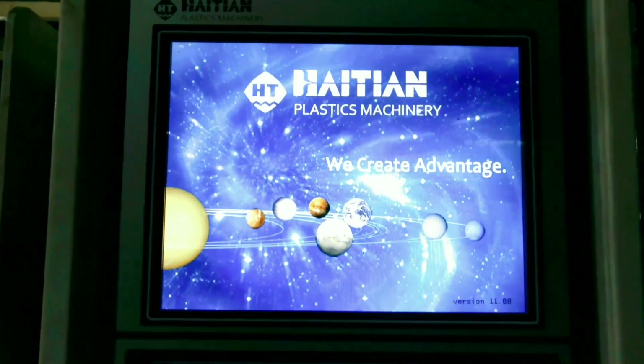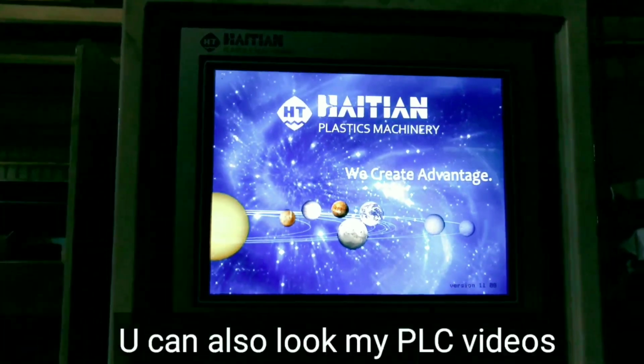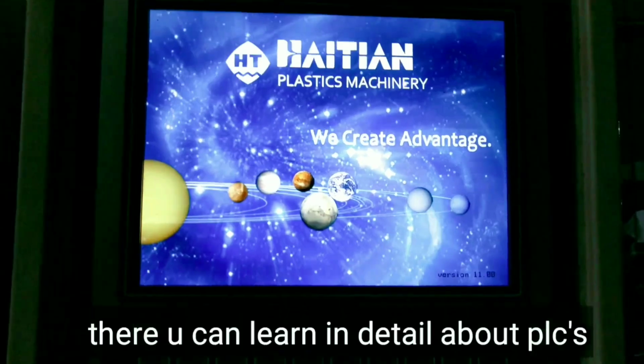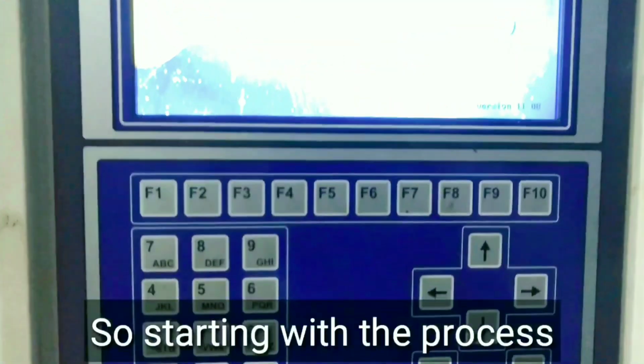It's a Hythian machine. Now Hythian is one of the leading machinery makers in India. Then you can learn in detail about all these things. So, starting with the process.